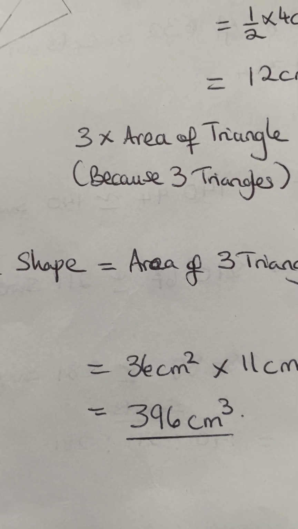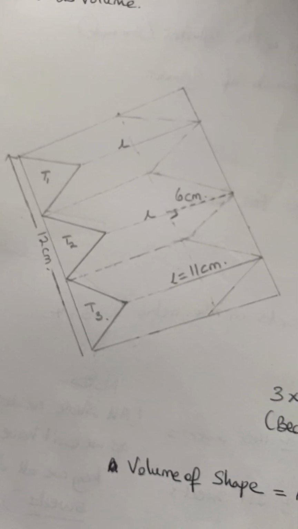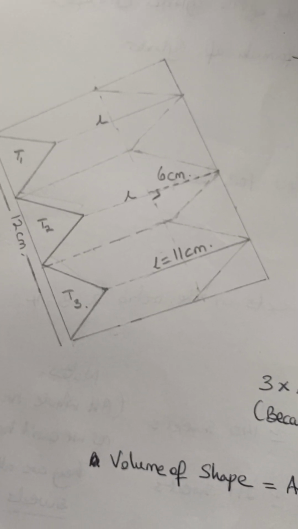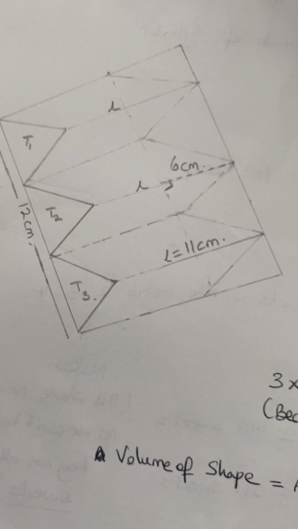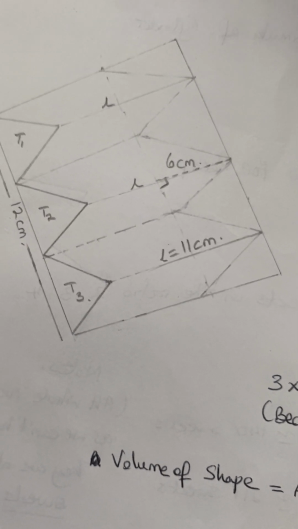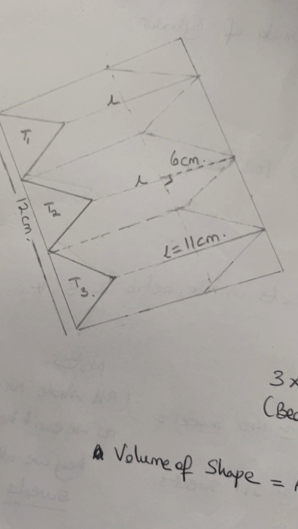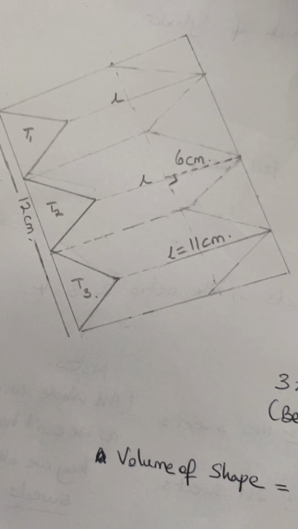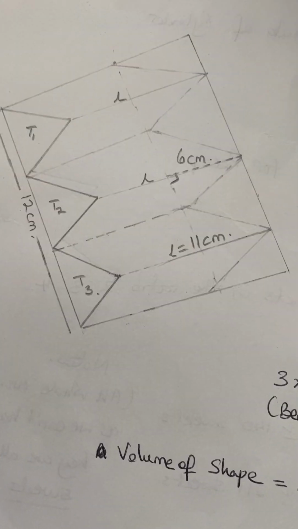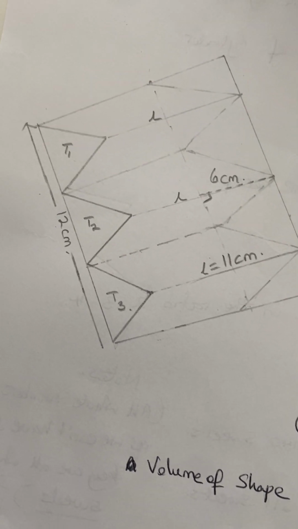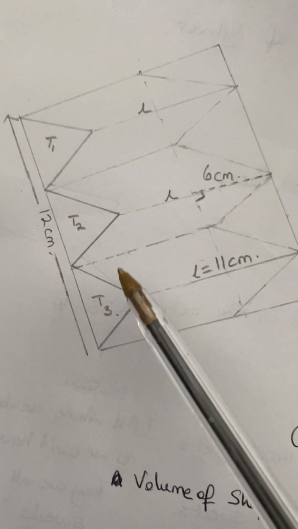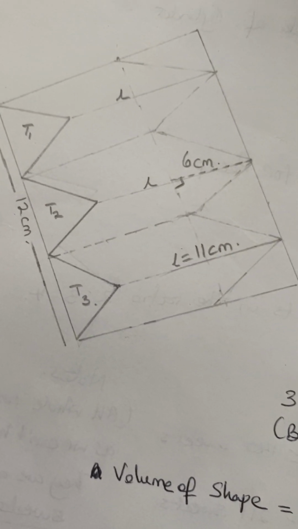So that is the first shape. Look at the shape again. People see this in an exam room and it's like, what is this? Please don't get intimidated by the picture. All I used here is the area of a triangle, which you know from school. So I found the area, multiplied by 3 and then by the length.